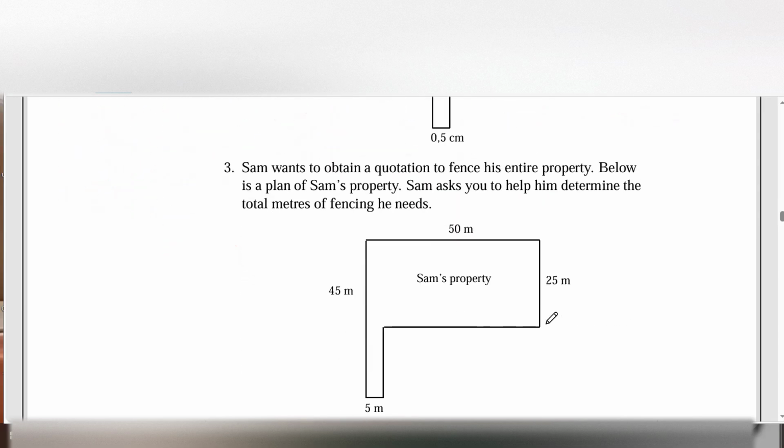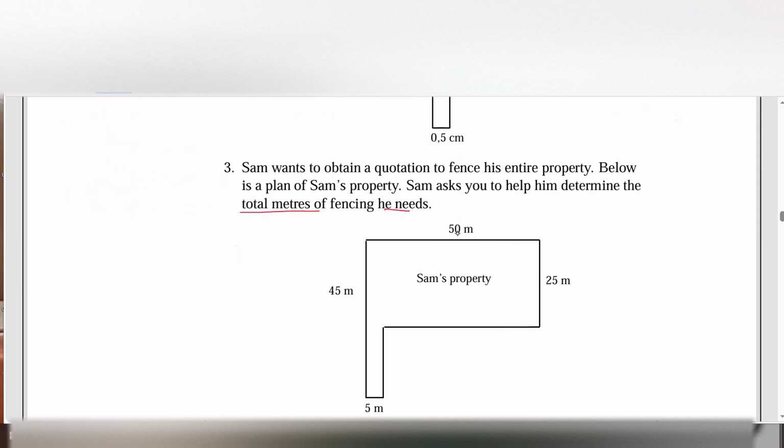And then question number 3, someone must obtain a quotation to fence this entire property. This is the plan of the property, and then we ask you to help him determine the total meters for the fencing. So when they ask for the total meters for the fencing, you're just looking at the distance around the shape, which is more or less the same as the perimeter.